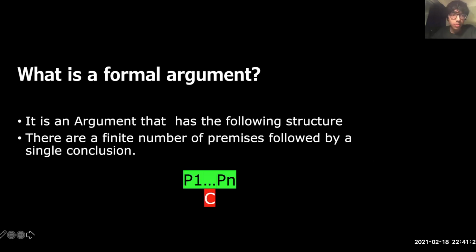So what is a formal argument? It is an argument that has the following structure. There are a finite number of premises followed by a single conclusion. So these over here, P1 dot dot dot Pn, are the number of premises that we have, and C is a conclusion.